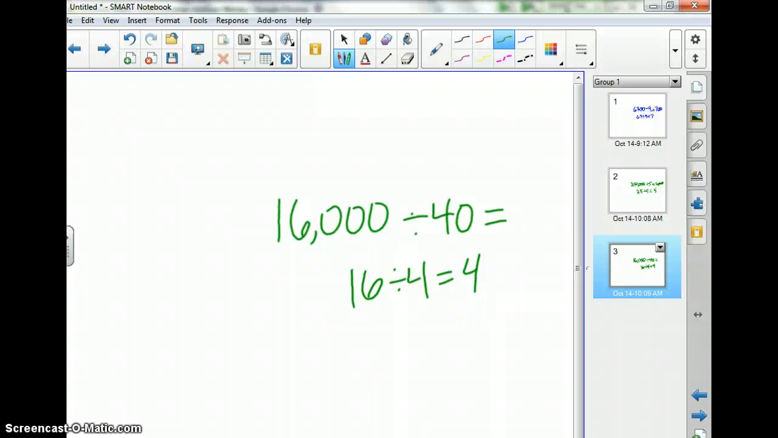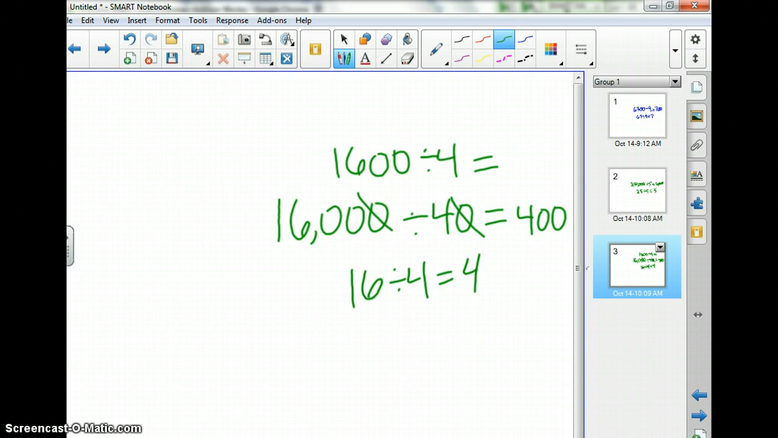What do you think, Sam? But then we're multiplying. If we add up all the zeros, see, we want this number, 40, we want this to be a single digit. So I want to get rid of this. And if I get rid of 1 in my divisor, I have to get rid of 1 in my dividend. So now I have 1,600 divided by 4. So now what would my answer be to this problem? Aiden? 400.